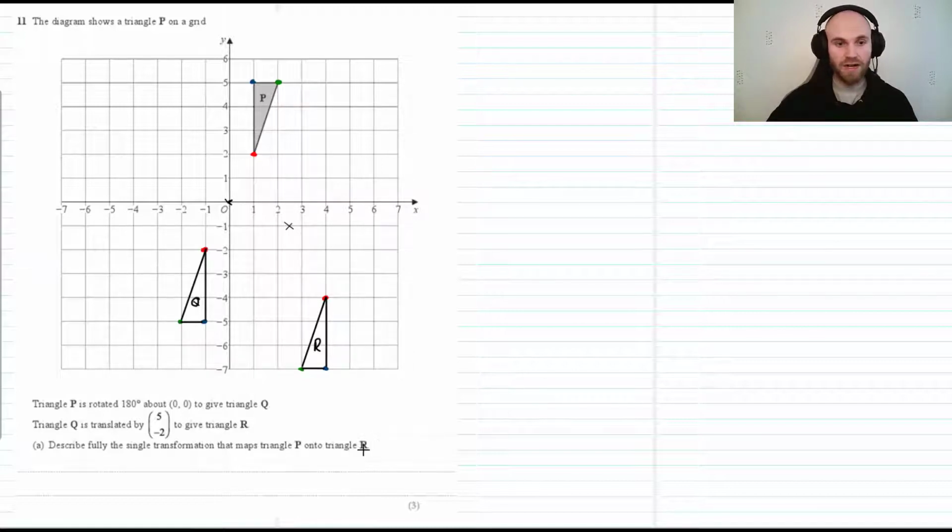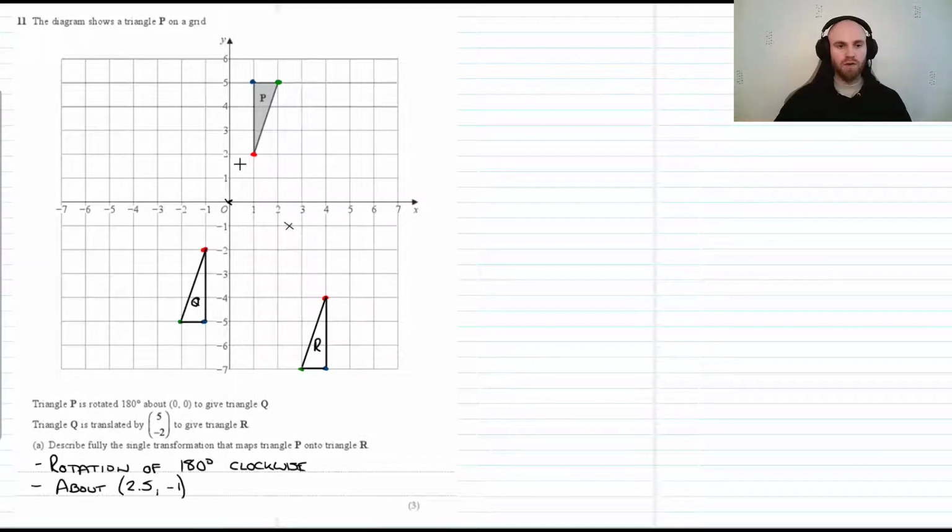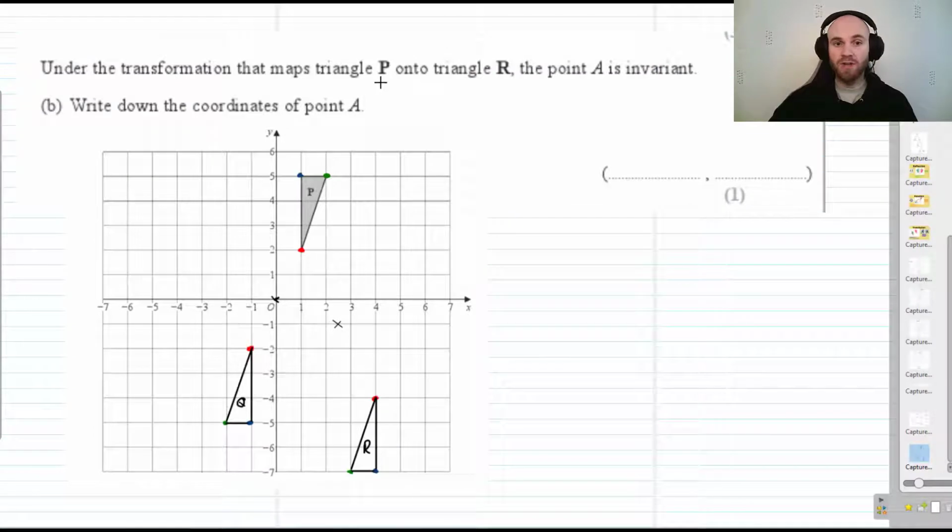So now that we have triangle R, it does say describe fully the single transformation that maps triangle P onto triangle R. Again, you really should be using tracing paper for this, but if you did that, your center point would be here. So this is going to be a rotation of 180 degrees clockwise. You could also say anti-clockwise because it's the same thing. It's 180 degrees. And this is going to be about the point 2.5 on the x-axis and minus 1 on the y-axis.